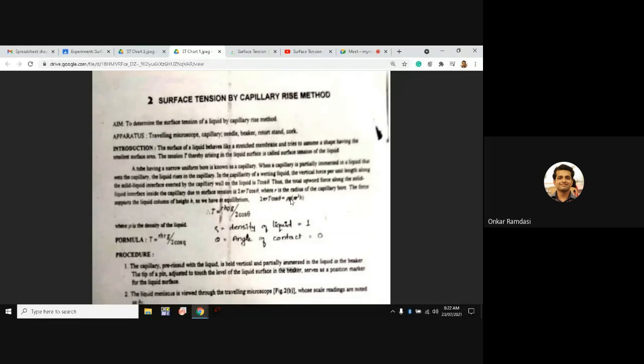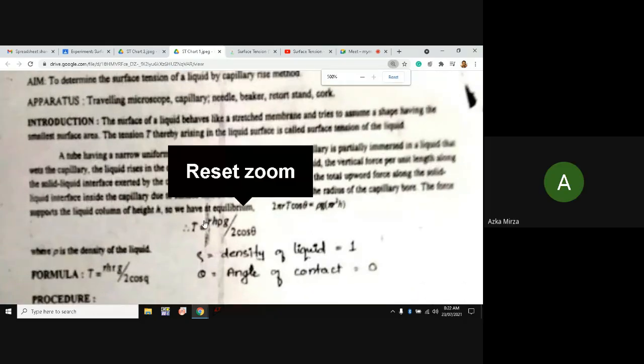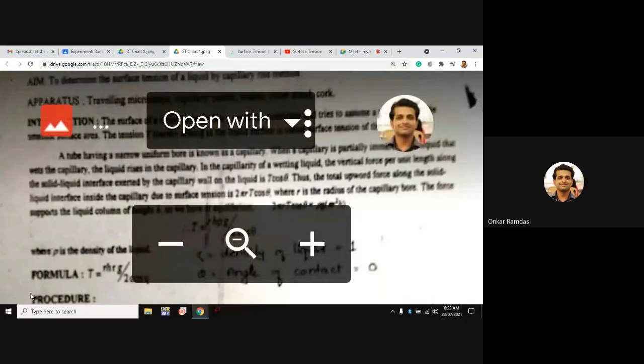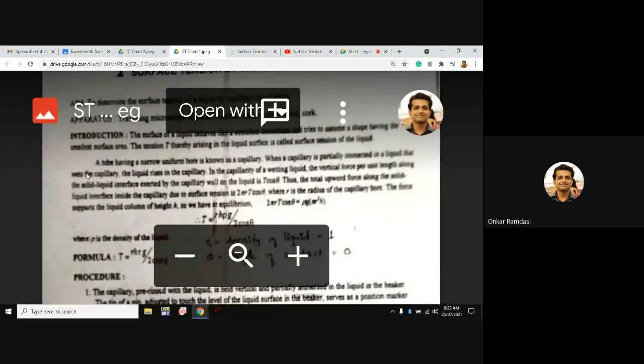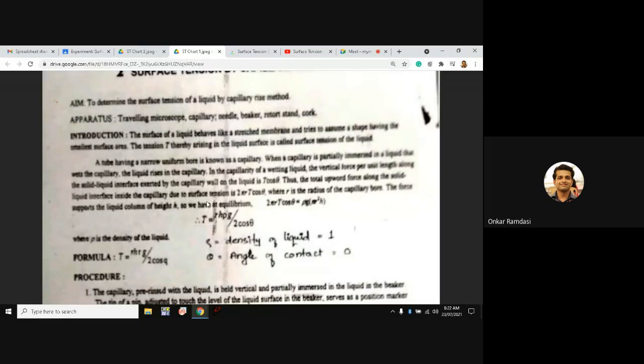In this case, we are considering water. And this is the formula. Can you see the formula, everyone? Yes, sir. It's T equals h r rho g upon 2 cos theta. So in that case, r is the radius, h is the height the liquid rises in the capillary, rho is the density of that particular liquid. Let's say if you consider water, then it's 1 gram per centimeter cube. g is obviously the acceleration due to gravity.